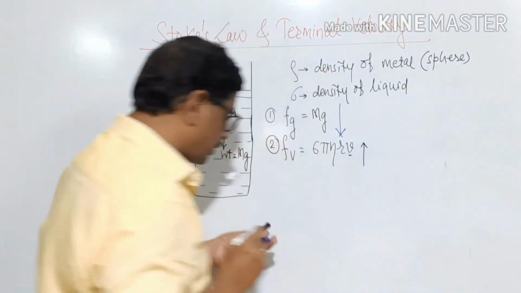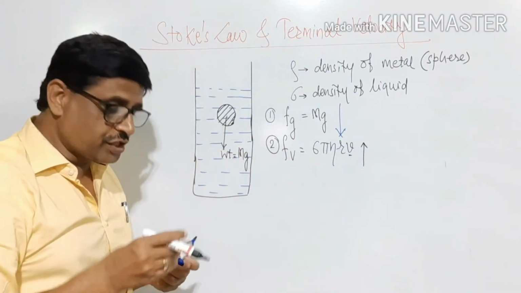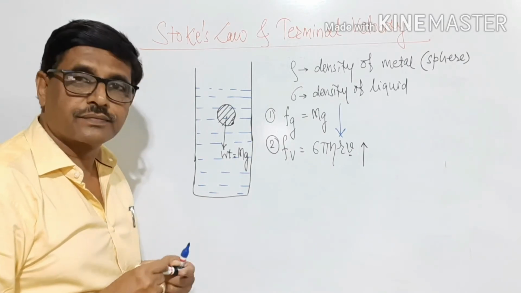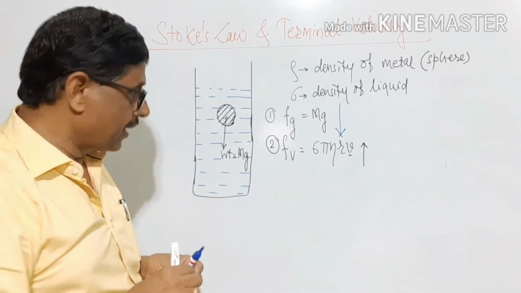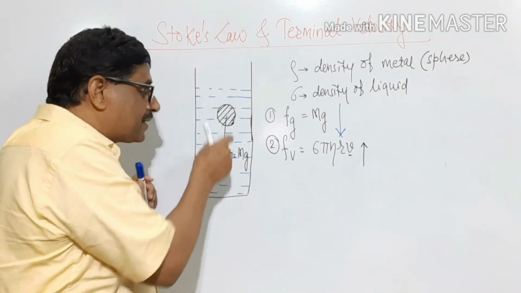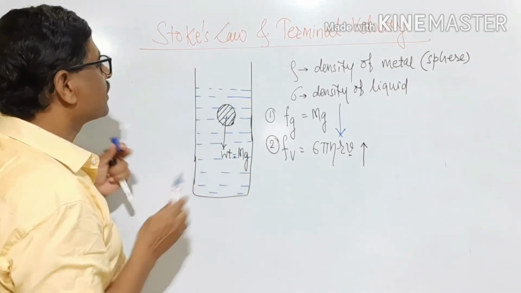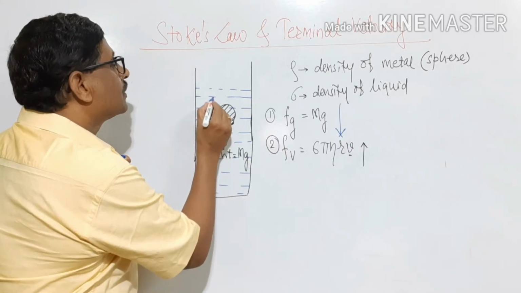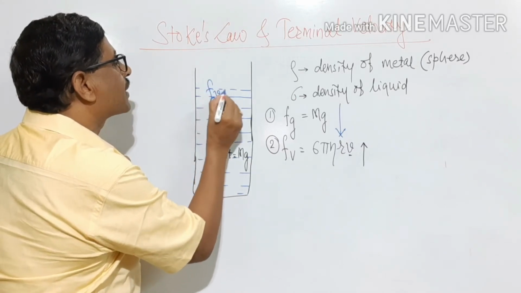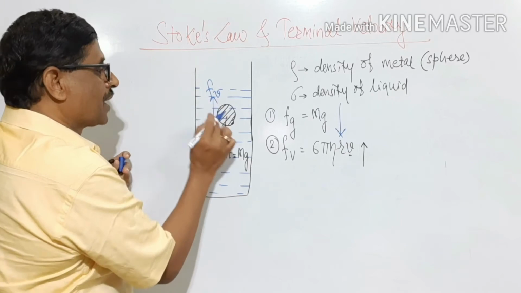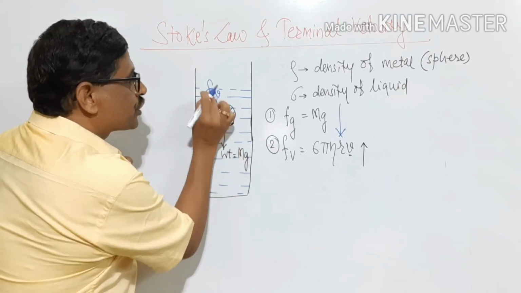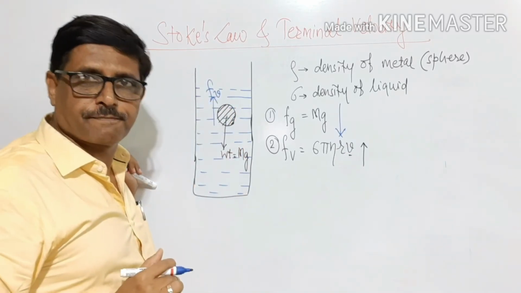It is not constant, but it changes with the velocity, and it goes on increasing as it comes down. This viscous force acts vertically upward. This is the viscous force acting vertically upward. As it comes down, the viscous force goes on increasing.